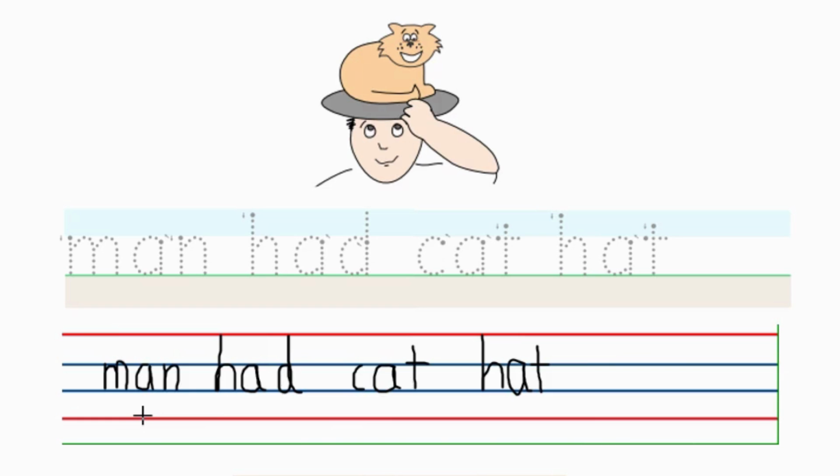What is the sentence we are going to write today? Man had cat at. What is the spelling of man? M-A-N. Had. H-A-D. Cat. C-A-T. At. A-T.